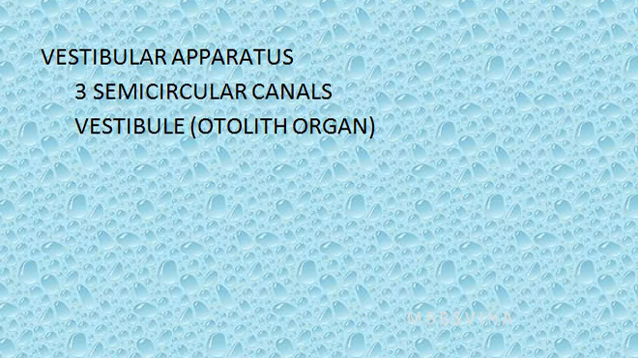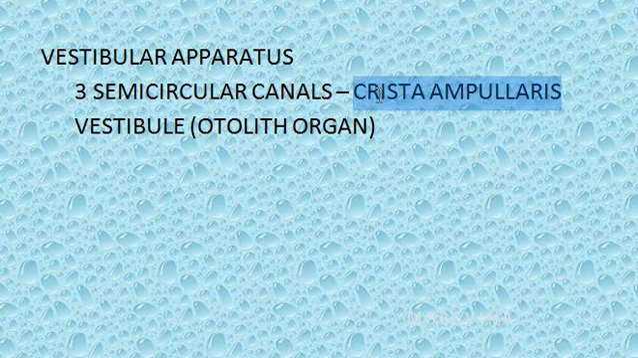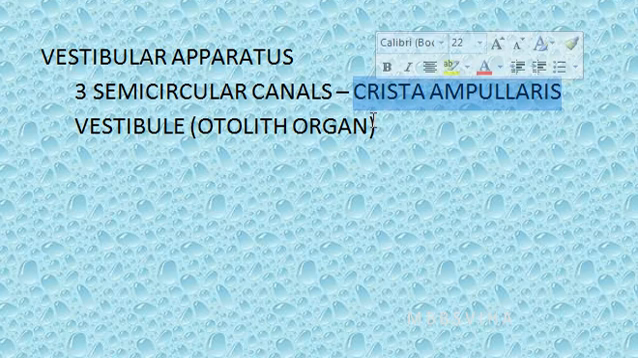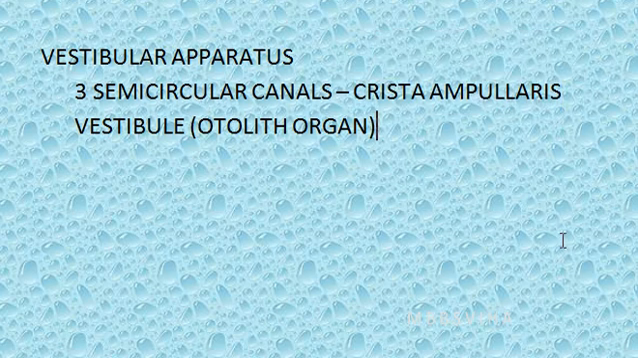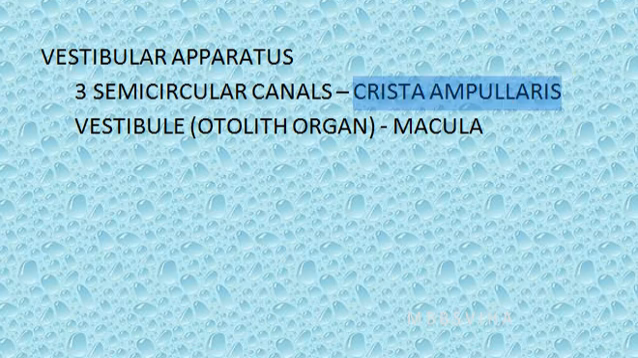But before that, just note that the 3 semicircular canals have a receptor in each of them. They are called the crista ampullaris. Crista ampullaris is the receptor. This is the one that will finally do the work for you. Remember, crista ampullaris is there in the semicircular canals, and in the vestibule you have the macula, which is the receptor. So these are all what type of receptors? Proprioceptors for position, for posture and equilibrium.